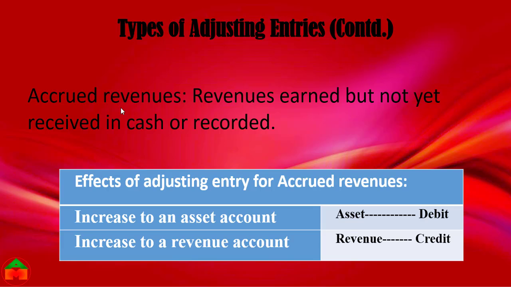So what are accrued revenues? Revenues earned but not yet received in cash or recorded. So revenues earned but not yet received, that is called accrued revenues. If you make an adjusting entry for accrued revenues, what would be the effect? There will be an increase to an asset account, so asset will be debit. There will be an increase to a revenue account, so revenue will be credit.